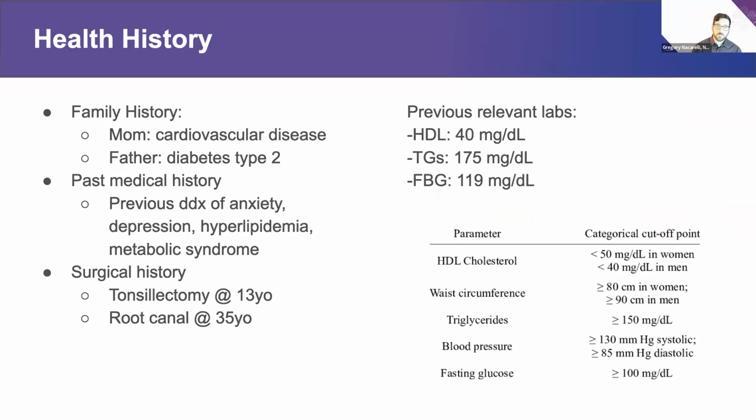When he gave previous labs, some relevant ones, his HDL was 40 milligrams per deciliter, triglycerides were 175 milligrams per deciliter, and his fasting blood glucose was 119, which, if you look at the diagnostic criteria for metabolic syndrome, in men, anything less than 40 milligrams per deciliter for HDL is diagnostic for metabolic syndrome. Well, actually, you need several of these. If you have a waist circumference greater than 90 centimeters in men, that's a risk factor. Triglycerides greater than 150, blood pressure greater than 130 systolic or greater than 85 diastolic, and fasting glucose over 100. So he already has some of these.